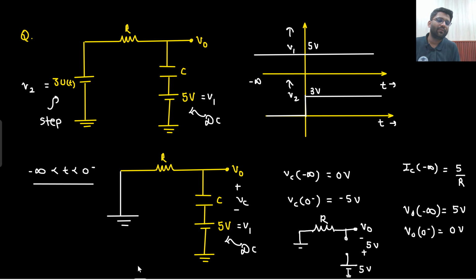Basically, what is your V naught? V naught is nothing but V1 plus Vc. So what is V1? 5. What is Vc here? 0. So 5 plus 0 will be 5 volt. What is V1 here? 5. What is Vc here? Minus 5. 5 minus 5 will be 0. It is very simple, very straightforward. So this is the analysis we have done from t equals minus infinity to 0 minus. Our matter of concern will be only 0 minus, not minus infinity. Minus infinity will never be a matter of concern.